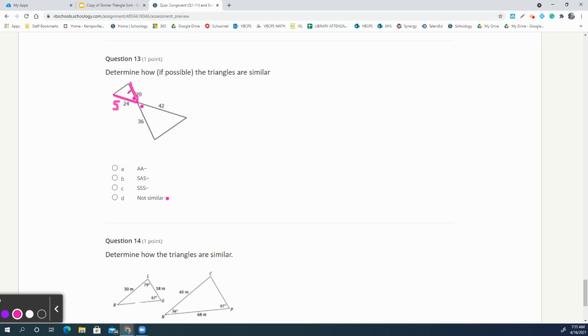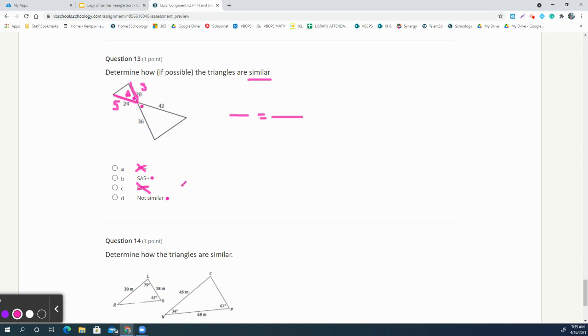So I've got a side here with 24. I've got an angle here with the vertical angle, and I've got a side here with the 20. This is either going to be side, side, side, or not similar, right? I don't have a third side, and I don't have a second angle. So this is what we were doing yesterday. How do I set up this proportion? Because when it says similar, I definitely need a proportion. Where do I want to start? Do I want to use the 20 and the 24 or the 42 and the 36?